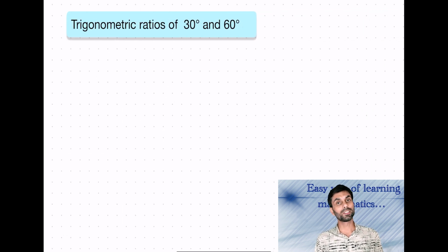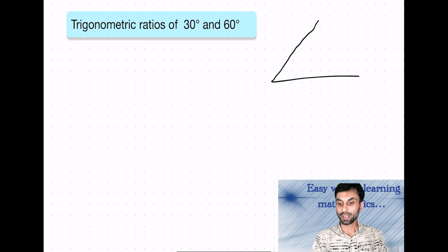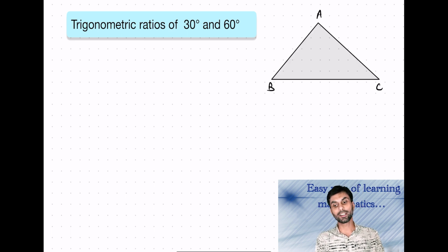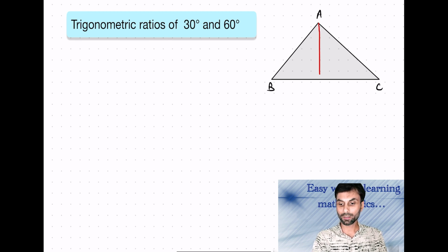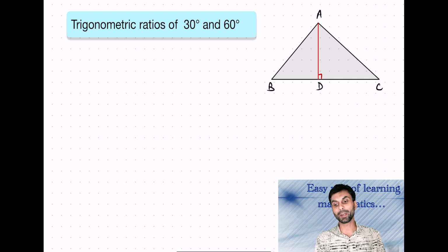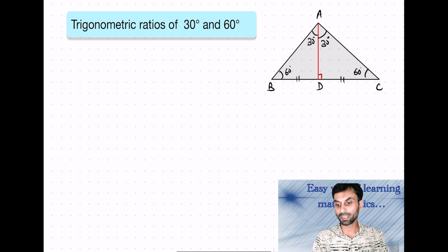Next, when we talk about the trigonometric ratios of 30 degree and 60 degree angles, in that case we'll be taking an equilateral triangle, and we know in equilateral triangle all the angles are equal, and we'll draw perpendicular from A to the opposite side BC. Now we know in equilateral triangle, when you draw perpendicular, it will bisect the opposite side also, as well as it will bisect angle A here. So this angle will be 30 degree, this will be angle 60 degree, and angle C will also be 60 degree.